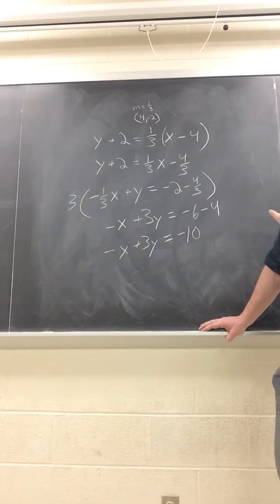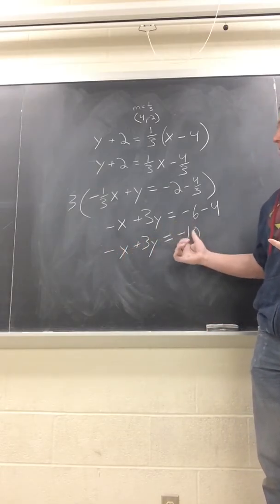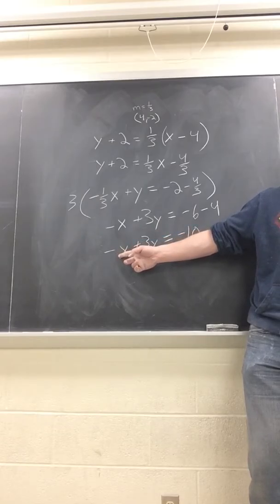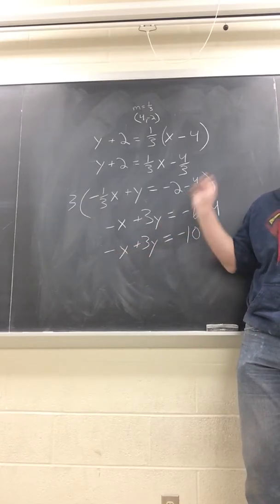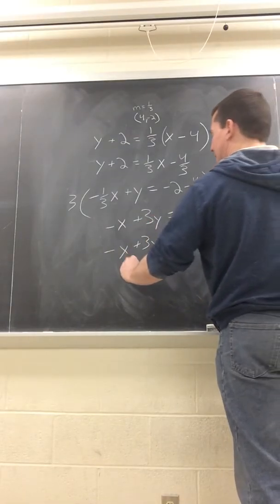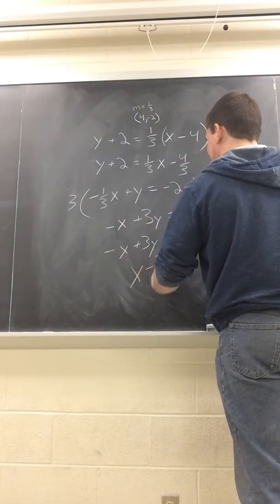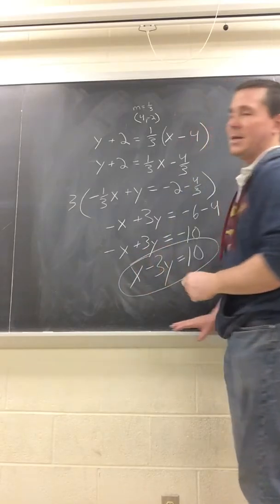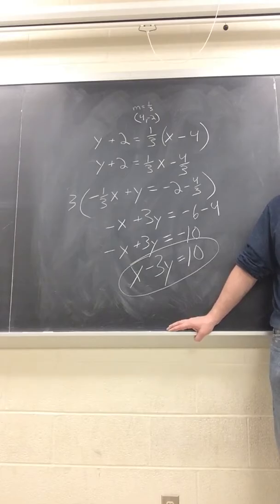But we still have one more step to go because now we have all integers, but the leading coefficient is negative. We said leading coefficients can't be negative, so we do the same trick we did before, multiply everything by negative 1, which just switches the sign of everything, and we get x minus 3y equals positive 10. And there's our line in standard form.